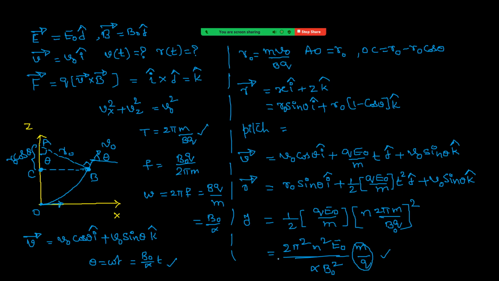So here we have to focus on one key point. Whenever it is a helical path, the axis of that helix will be along the magnetic field vector. Here the magnetic field is along the y-axis, which means the particle touches the y-axis after every one revolution. Is the point clear?